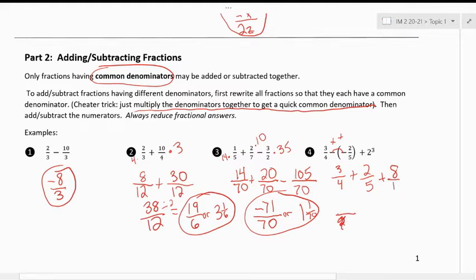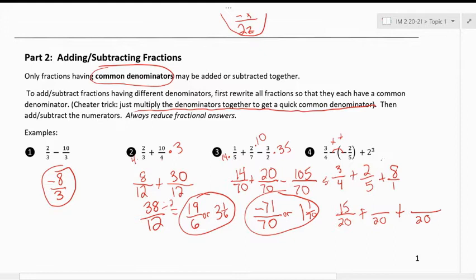So what number, kind of cheating here, getting ahead. The biggest number that 4, 5, and 1 all go into is 20. Or you could use 40 or 60. It doesn't matter as long as all of the numbers go into that. So 20 divided by 4 is 5, so we multiply by 5 here.